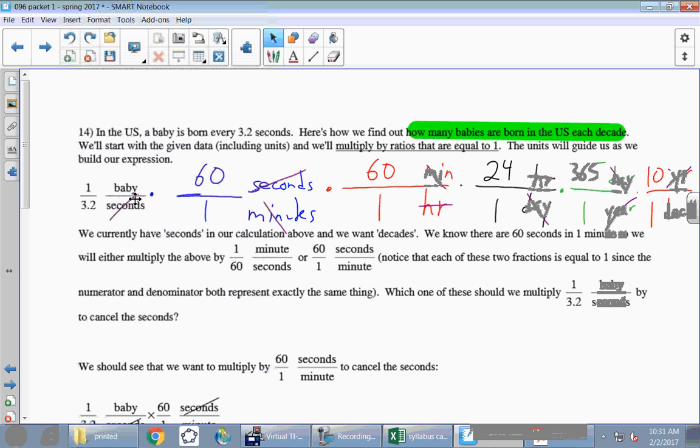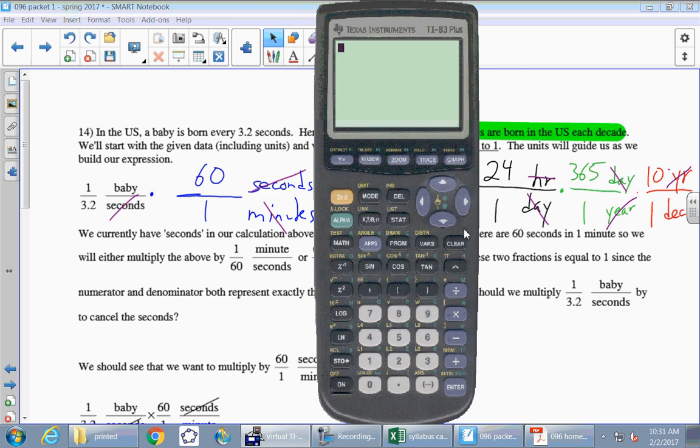If we just take a look at the units that are left over, what's the only unit on the top? Babies, which is what I wanted. And what's the only unit on the bottom? Decade. So ultimately, babies per decade is what this final calculation is going to give us. So we're going to try typing this in. You can do this now if you want to, but you don't need to.